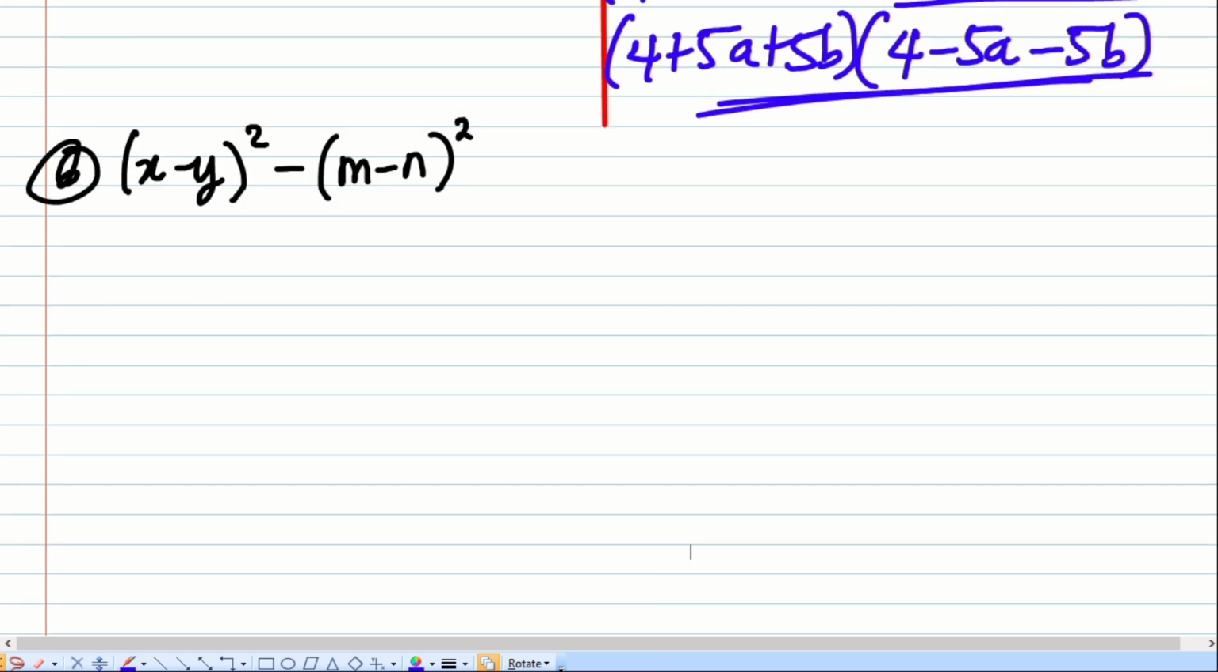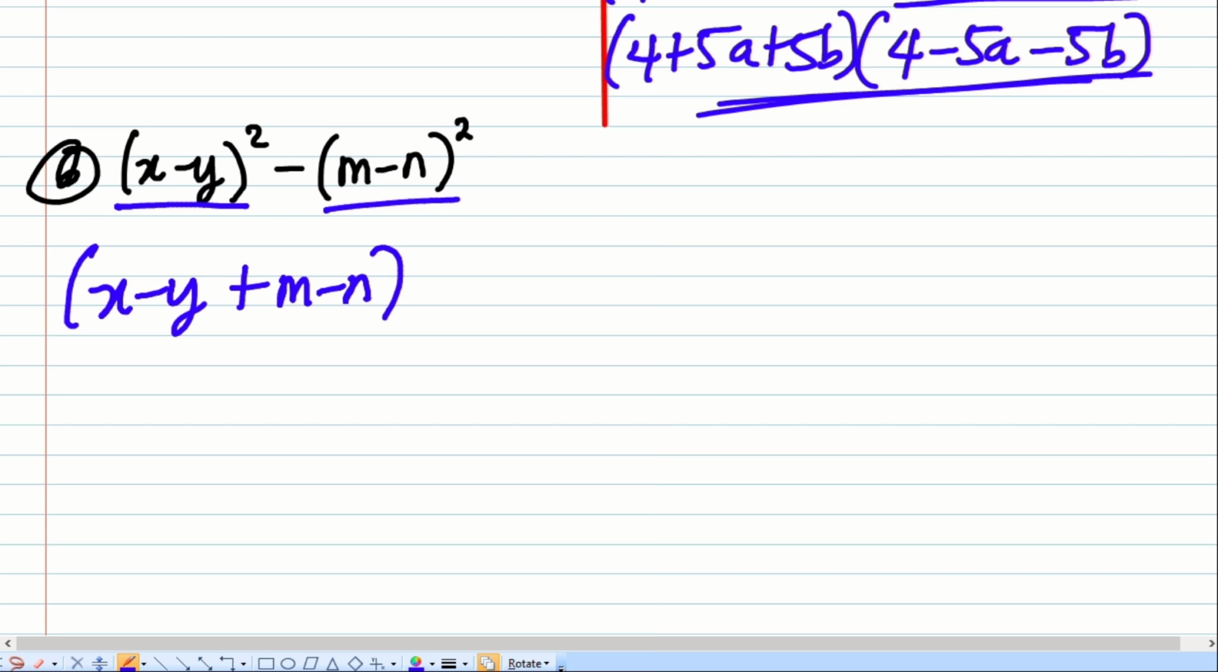Now let's check the next one. Now question number 6, we have x minus y squared. Now we're going to take it as one term. We have m minus n squared. We're going to take it as one term. So factorizing using difference of square, this is going to be x minus y plus m minus n. Anytime you're adding, you don't need to put anything in the bracket because multiplication will not affect any sign.